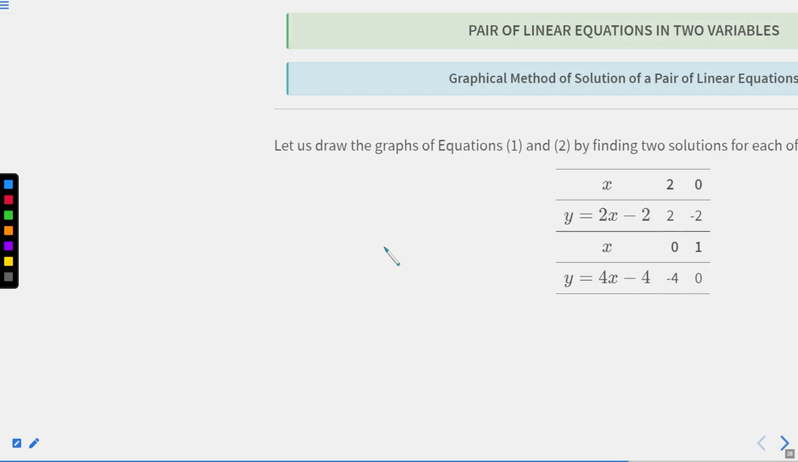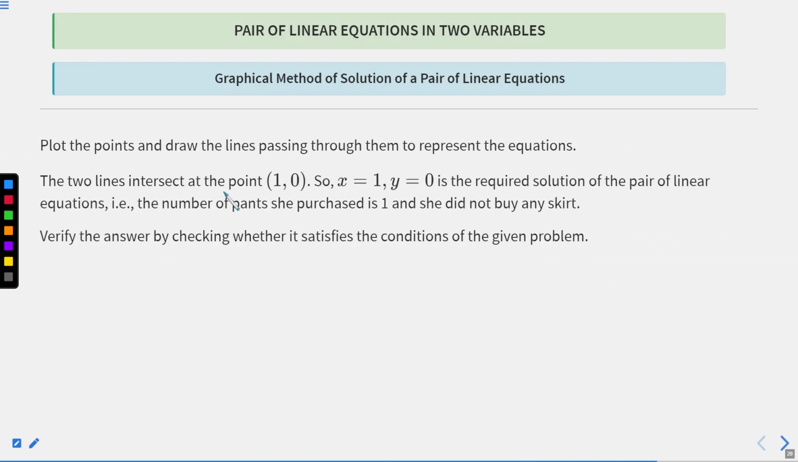Now the two lines intersect at the point 1 comma 0. So here x is equal to 1 and y is equal to 0. So x equal to 1 and y equal to 0 is the required solution of the pair of linear equations. That means the number of pants she purchased is 1 and she did not buy any skirt. Now you can verify the answer by checking whether it satisfies the conditions of the given problem.